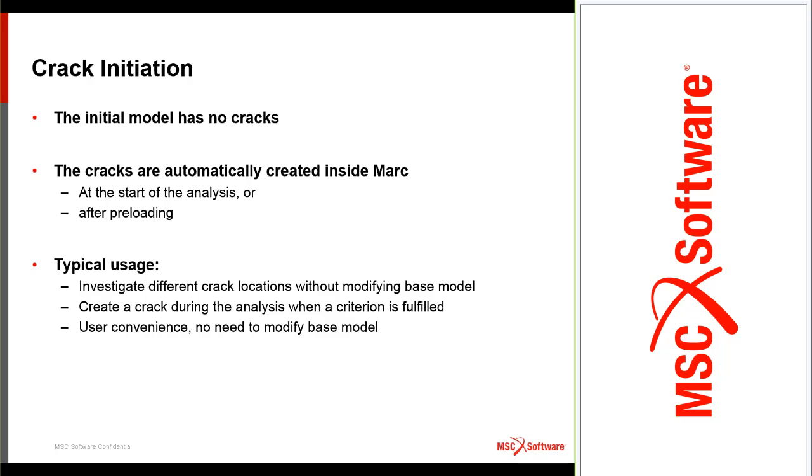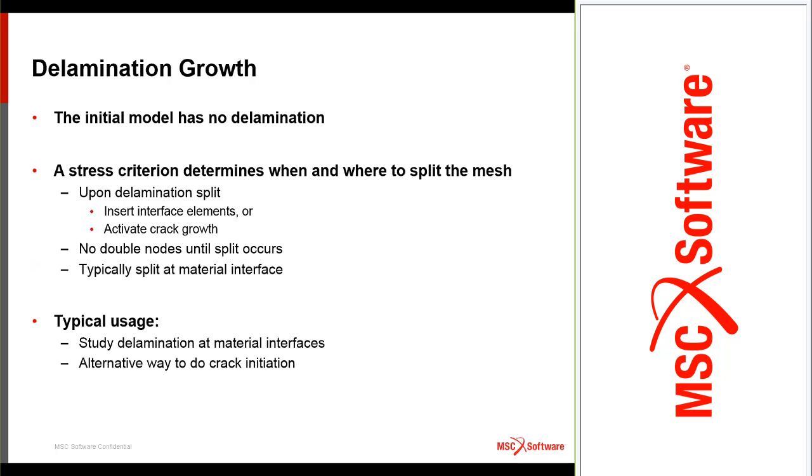And typically what you want to do this for is to check what happens if your cracks are at different locations. You have your same base model. You say this crack is here, let's move it 5 millimeter, let's add 4 more cracks, etc. So you can experiment with that without having to do major changes to your model. You can also use a criterion, we'll get to that later, where we will insert a crack based upon the solution. Which is what we do with delamination growth. You can see that as a special case of crack growth, if you like.